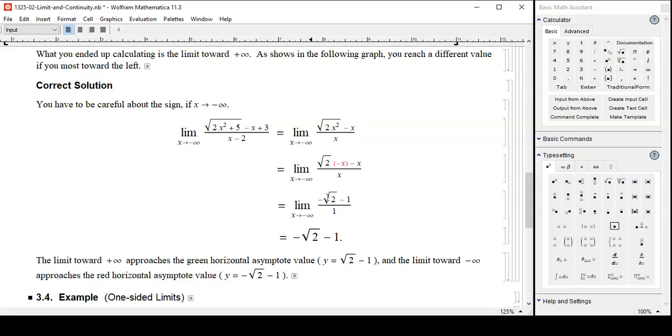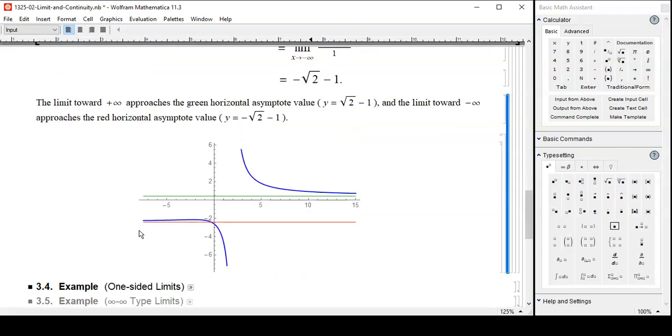And then from here, we can do some algebraic manipulation or simplification. Crossing all those x's out, negative square root of 2 minus 1 over 1. So we get negative square root of 2 minus 1. There you go. That's negative square root of 2 minus 1. The red horizontal asymptote versus green horizontal asymptote.